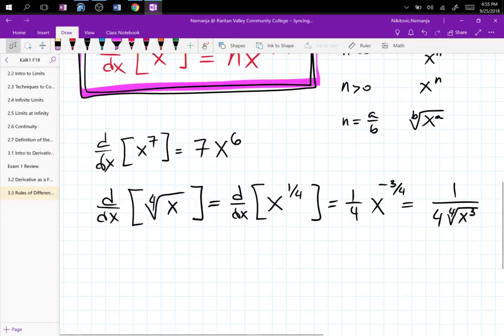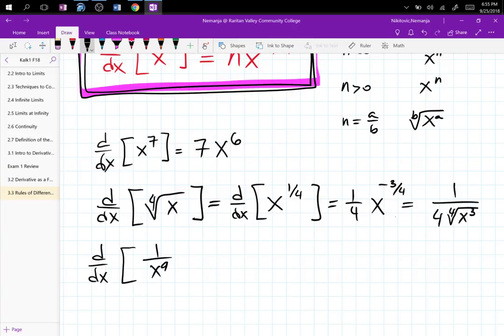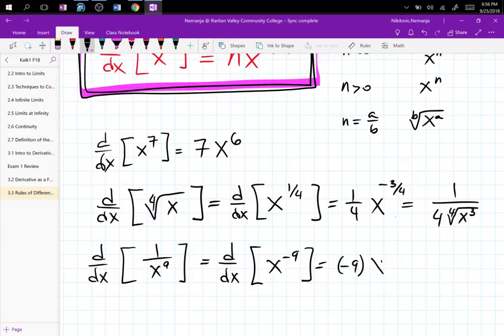All right, and there is another one. What is this one? 1 over x to the 9. We have to rewrite this first. So the derivative of what? x to the negative 9. That's good. So now we drop down negative 9. We have x, and then minus 9. This is usually where stuff goes wrong. Negative 9 minus 1 is negative 10, exactly.